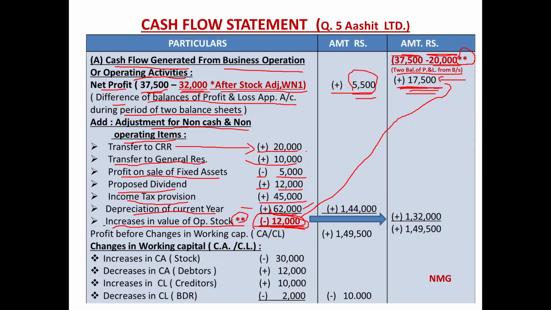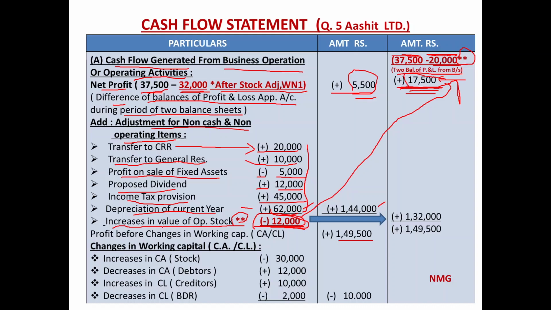Profit, then adjustments for non-cash and non-operating items. Total of these 6 reporting, excluding opening stock 12,000, would be 1,44,000. So 5,500 profit plus 1,44,000 gives the cash profit before changes in working capital, 1,49,500.